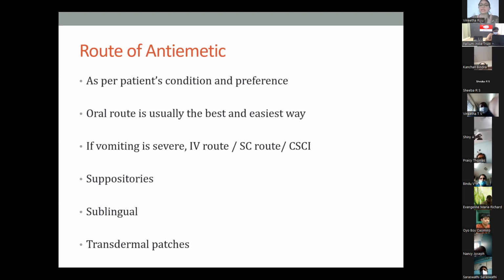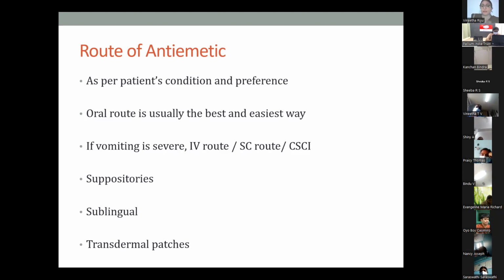And if the vomiting is severe, you can go for any parenteral route, which can be IV, it can be subcutaneous route, or if it is severe vomiting, you can go for a continuous subcutaneous infusion. In palliative patients, mostly we prefer subcutaneous route, mostly for those patients who are bedbound, because you don't have to puncture the vein. Second thing, even IV access, because venous access might be difficult for them in such patients. So subcutaneous route is easier.